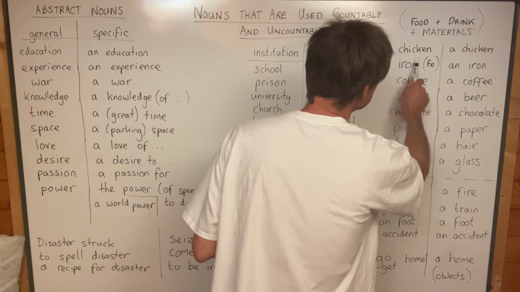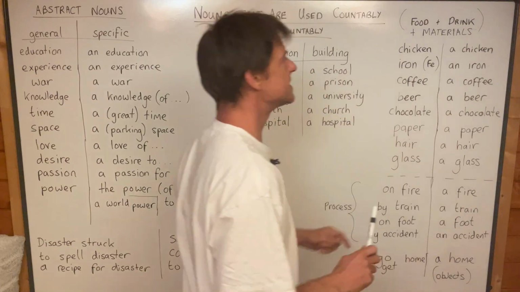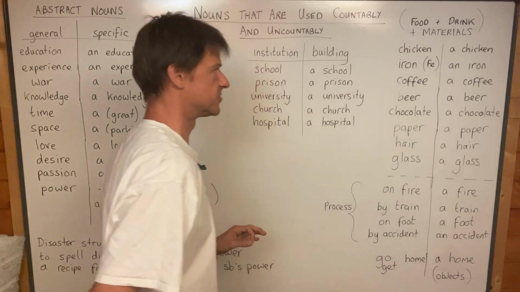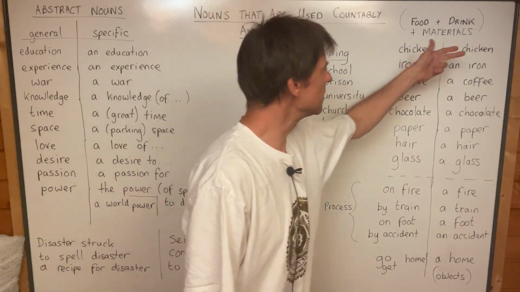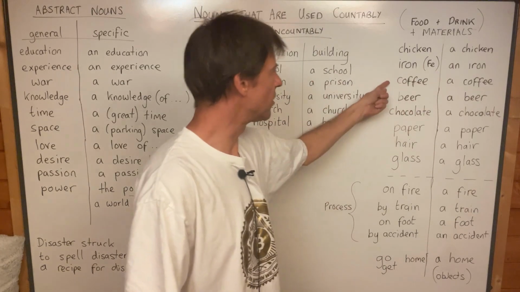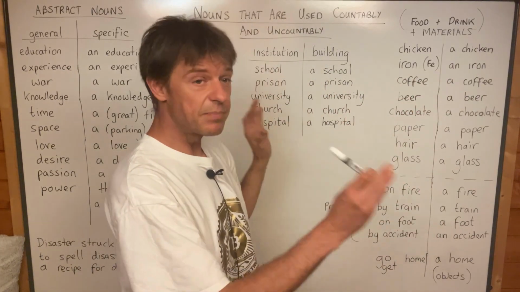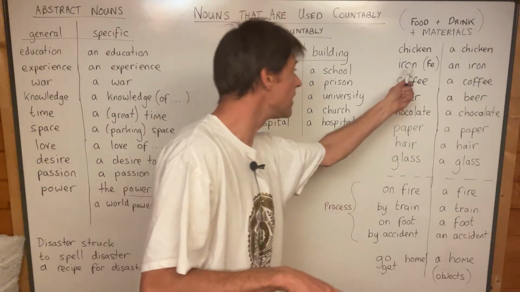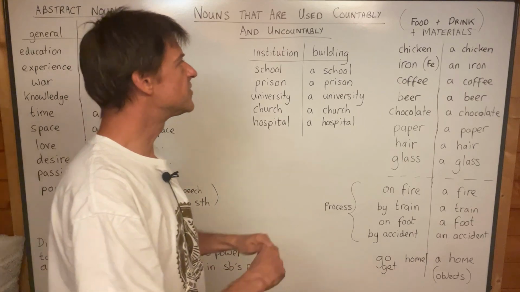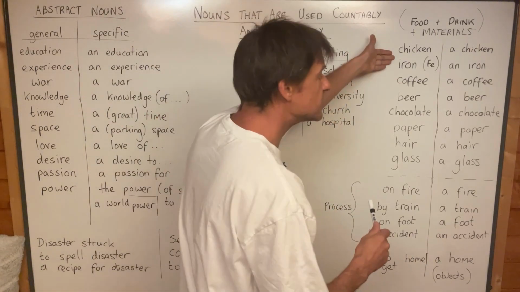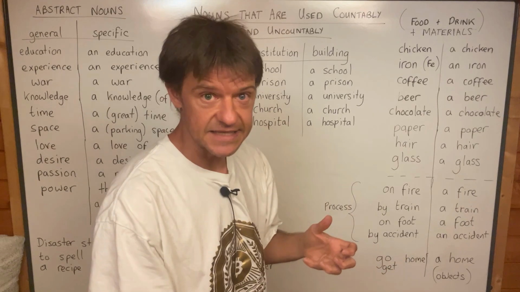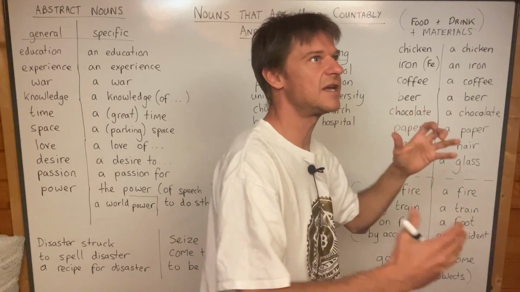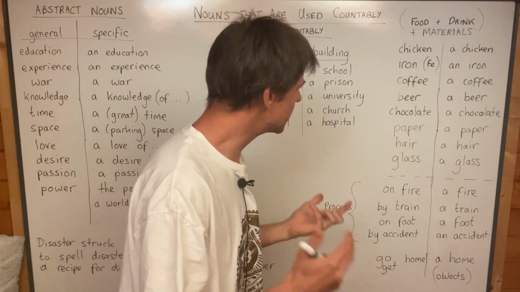So if you've got something like food or drink or materials, usually there's an uncountable version and a countable version. So you've got chicken, a chicken, iron, an iron, coffee, a coffee, beer, a beer. Both exist. So what's the difference in meaning? Because they do have different meanings. The uncountable version means usually, if we're talking about food, an ingredient. It means chicken as an ingredient. So if you're talking about chicken as an ingredient, it's usually uncountable.